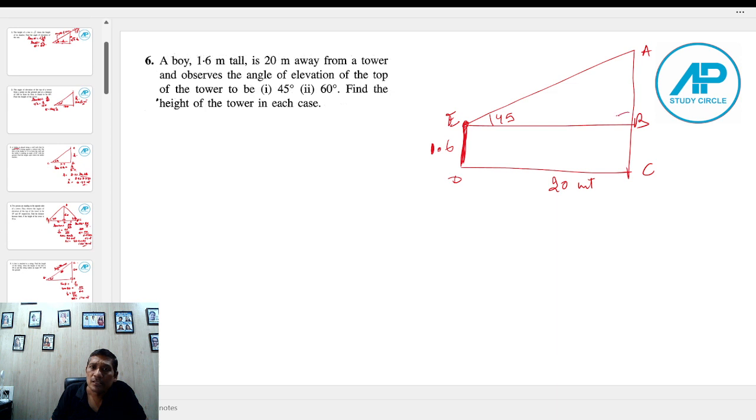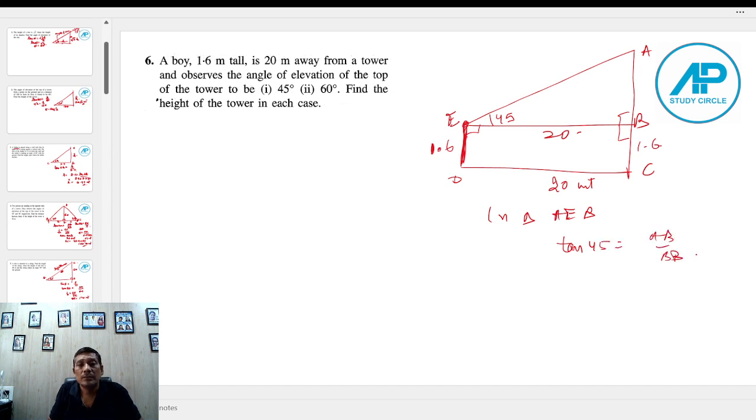Always remember, perpendiculars make the equal value. This height is 1.6 and this is also 20 meter. In triangle AEB, tan 45 equals AB upon BE. So I got AB equals 20 meters.